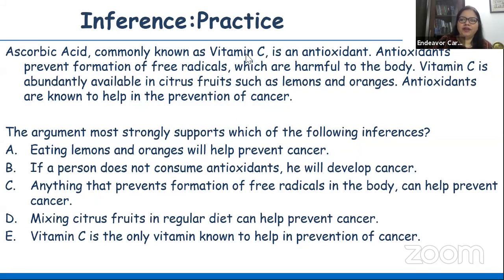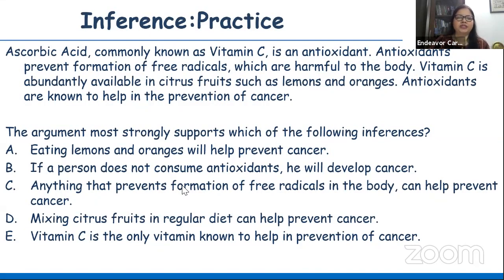So can I say vitamin C can help in prevention of cancer or will help in prevention of cancer? In the paragraph, there is no direct connection between vitamin C and prevention of cancer. Is there a direct relationship here? No. How is vitamin C, which is available in citrus fruits such as lemons and oranges, connected to the prevention of cancer? It is connected by the middle term antioxidant, correct? Vitamin C is an antioxidant. Antioxidants help in prevention of cancer.